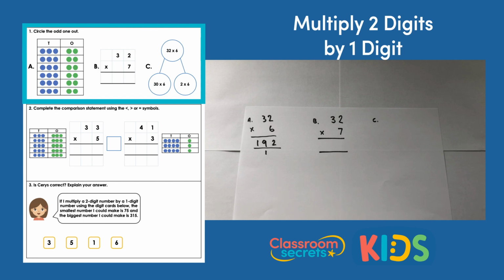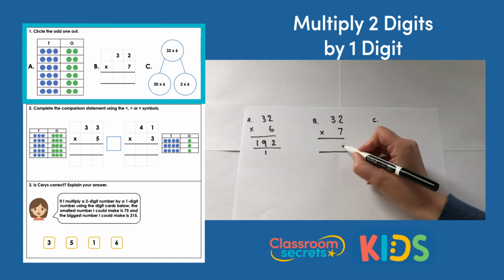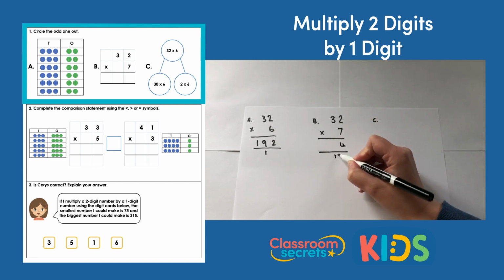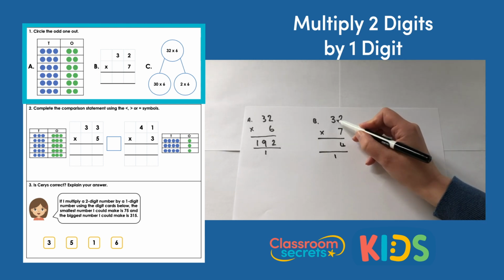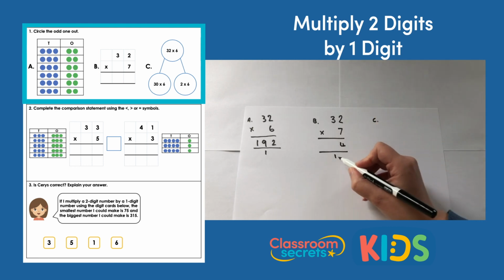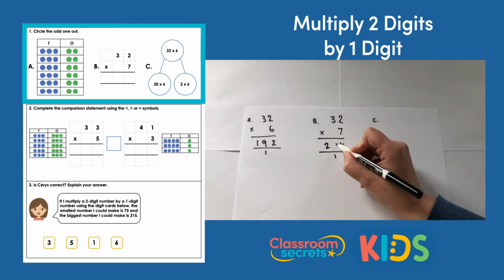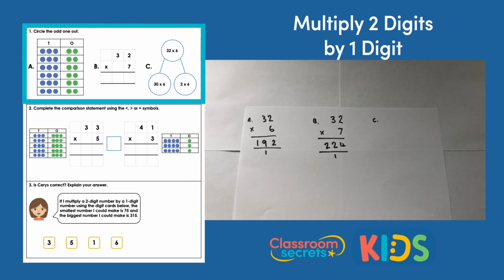Calculation B, we can already see it's different because it's multiplied by 7. So 2 times 7 is 14, I exchange my 10 and show it under here. 30 times 7 is 210, plus the extra 10 is 220. The answer is 224.